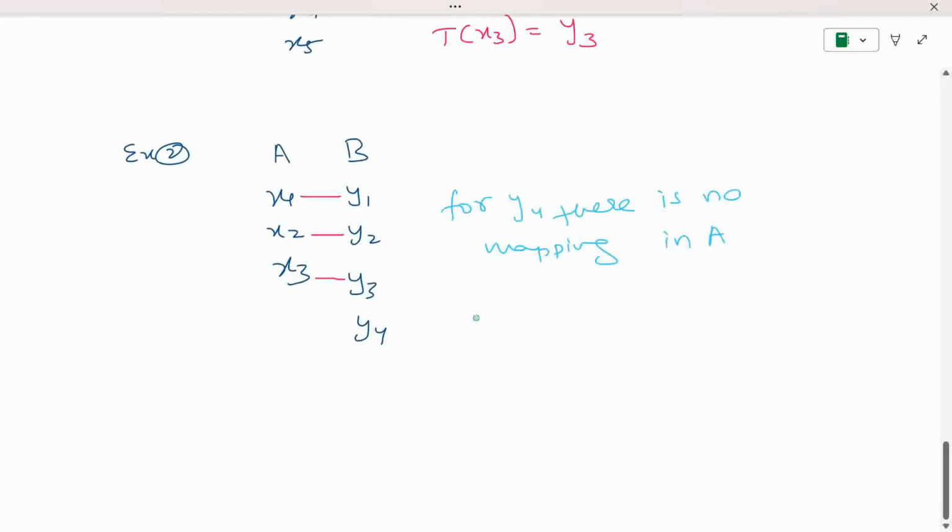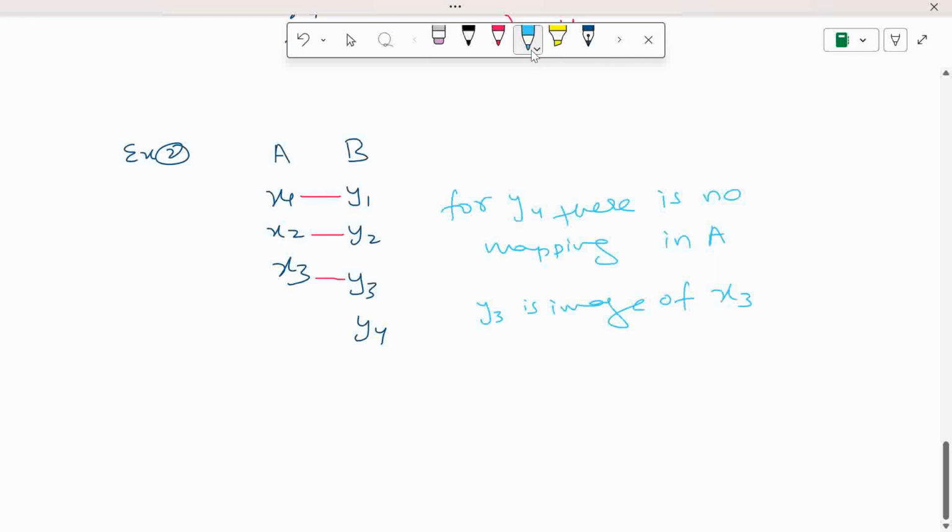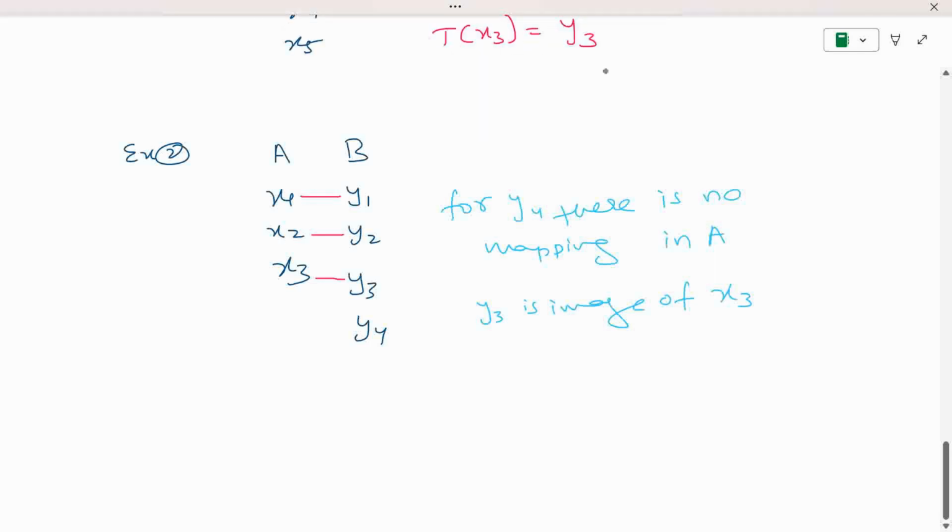Now here you can see, for example, y3 is the image of x3, and there is no element in A for which y4 is the image. Therefore, this is not a surjective function.